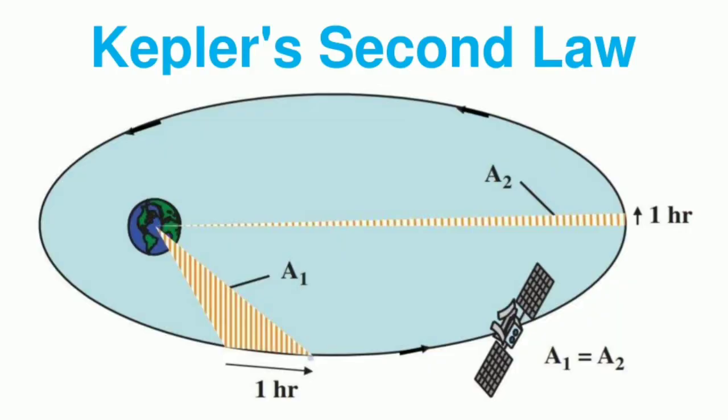Now we will study Kepler's second law of planetary motion. It is also called law of aerial velocity.